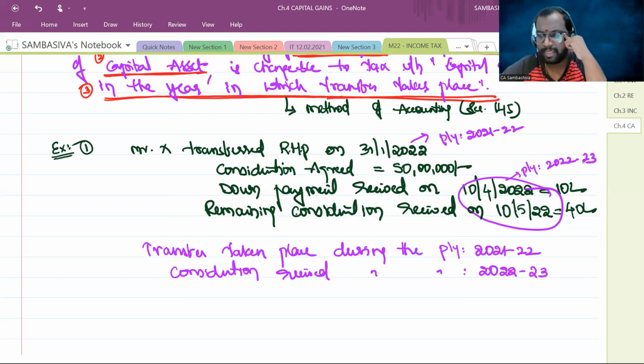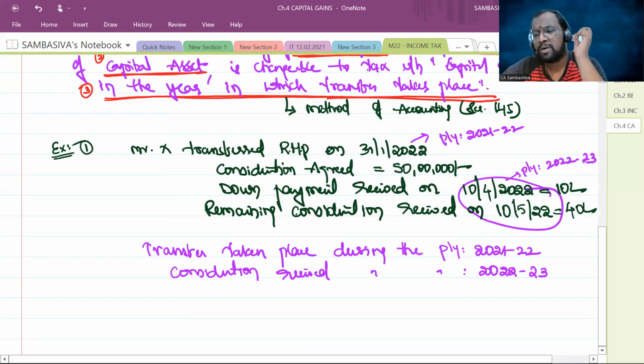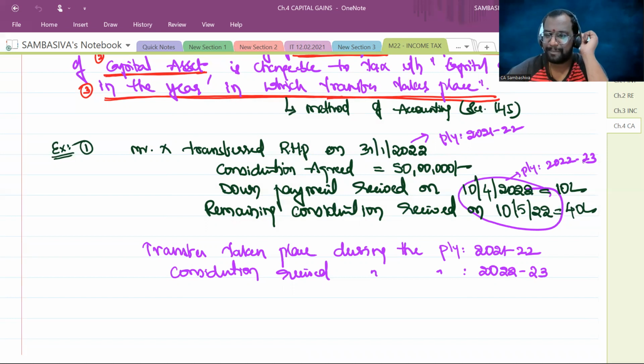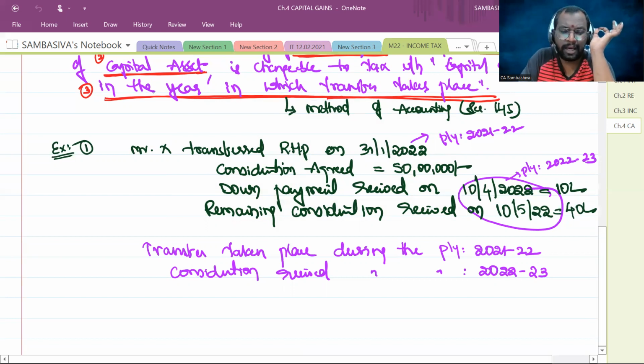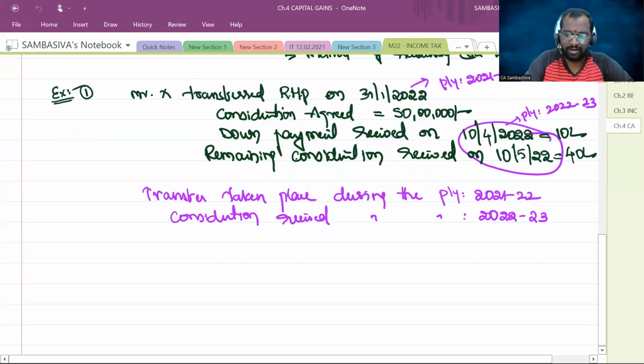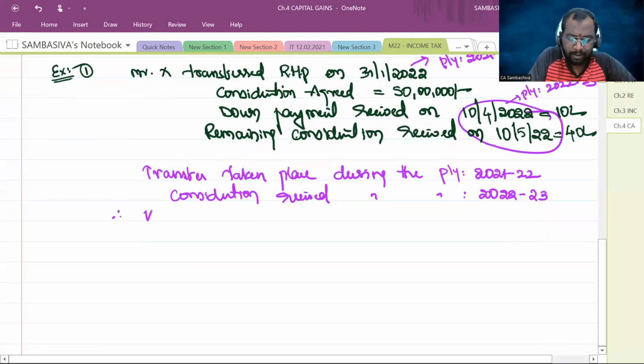Now my question is, whatever the capital gains arising on transfer of this residential house property, for which previous year are the capital gains taxable? Are they taxable for 21-22 previous year, or are they taxable for 22-23 previous year? The answer is, look at the method of accounting. What is the method of accounting suggesting? Taxable in the year in which the transfer takes place. So as per the charging section, you can note down that year of chargeability is equal to year of transfer.